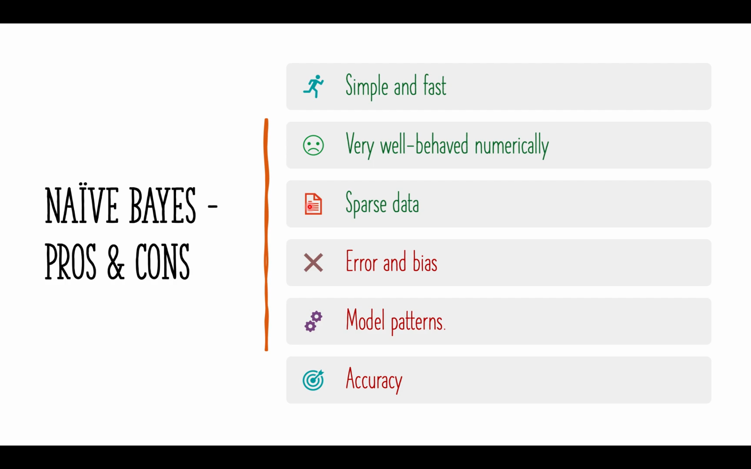But there are some cons with naive Bayes as well. For example, it is subject to error and bias when term probabilities are not independent. It's also not very good at modeling the patterns in the data, and one of the other downfalls is that it's typically not as accurate as other methods. So it needs to be used with caution, and it needs to be tested against other possible approaches.